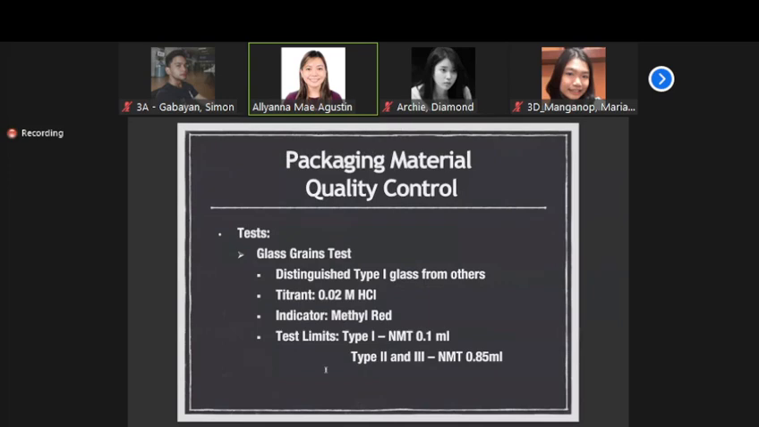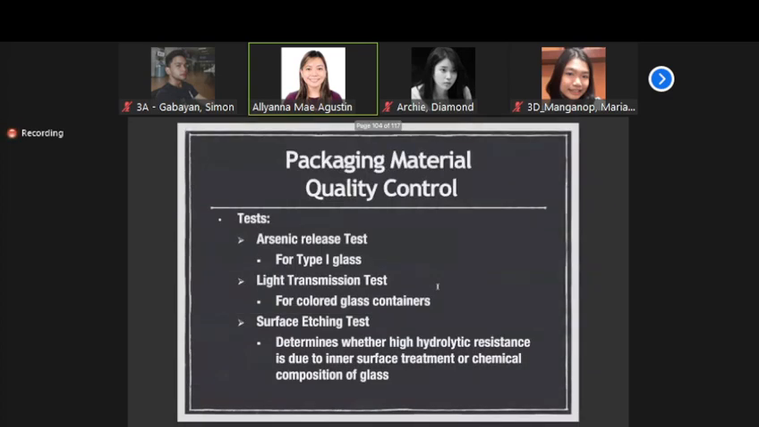Then we have the glass grains test. The glass grains test distinguishes type 1 from the others. Type 1 has the lowest limit, 0.1, whereas for types 2 and 3, the limit is 0.85. So it is still titration using HCl and methyl red as the indicator.